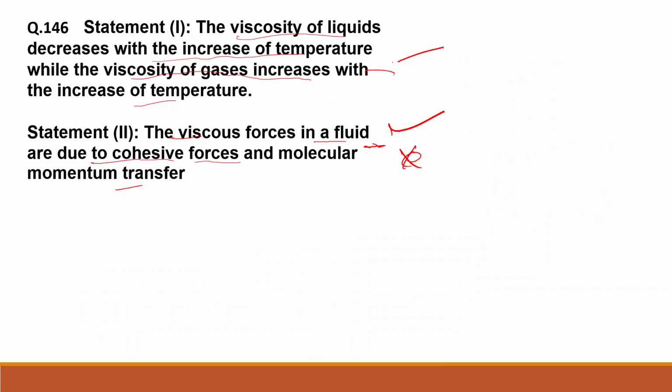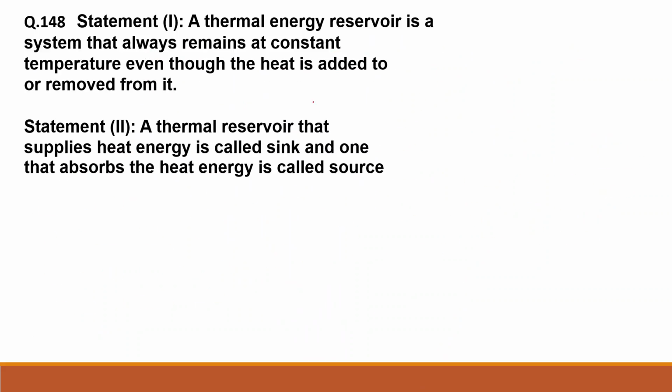148 number question. A thermal reservoir is a system that always remains at constant temperature even though heat is added or removed from it. This point is right, guys. A thermal reservoir that supplies heat energy is called sink, and one that absorbs heat energy is called sink. This point is wrong, guys, and I will write the correct point here.